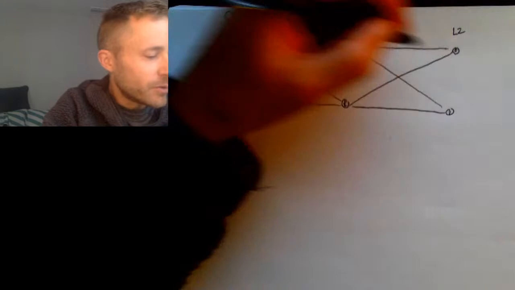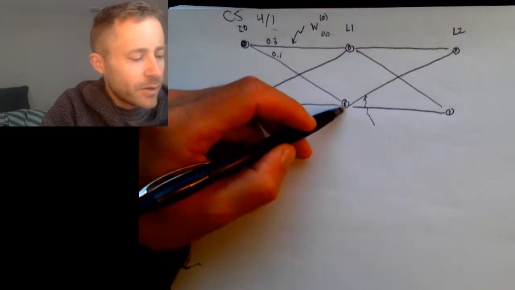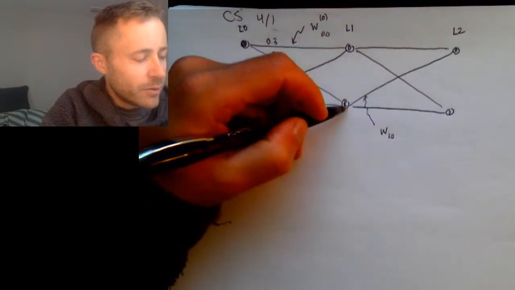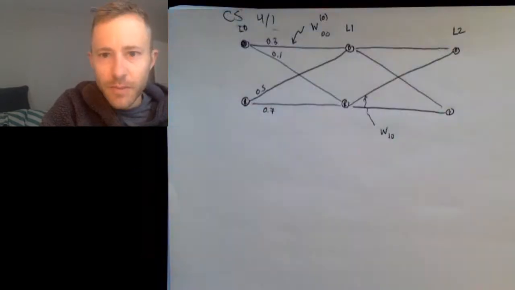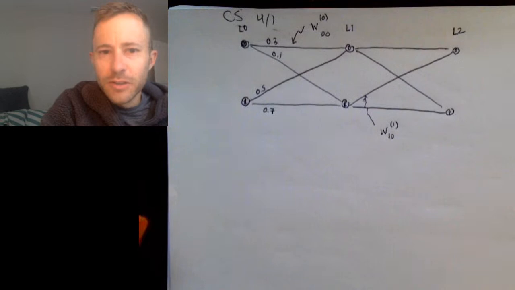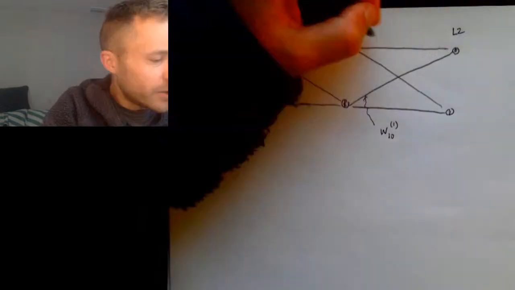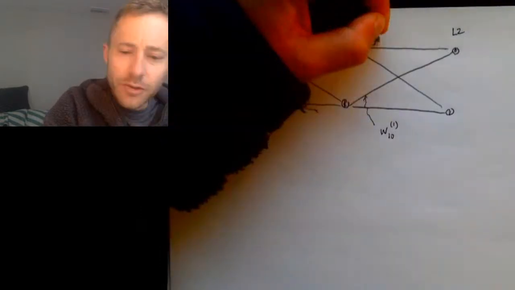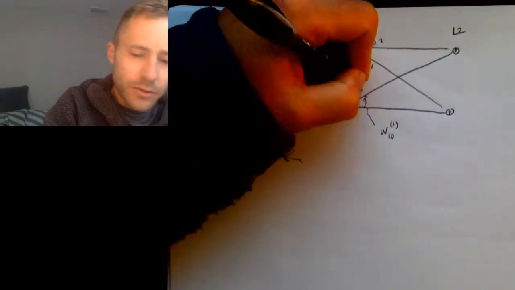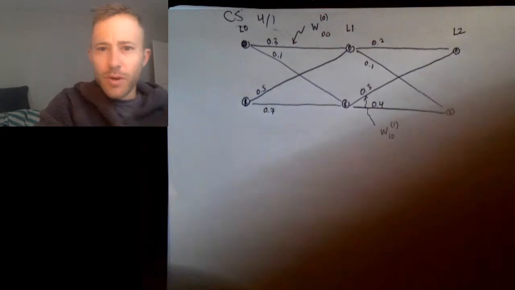Okay, so let me just do another one. This one is connecting neuron 1 to neuron 0, so this is W10, and it's going from layer 1 to layer 2. So that would be the symbolic name for that link. Then we have some links here: 0.2, 0.1, 0.3, and 0.4.